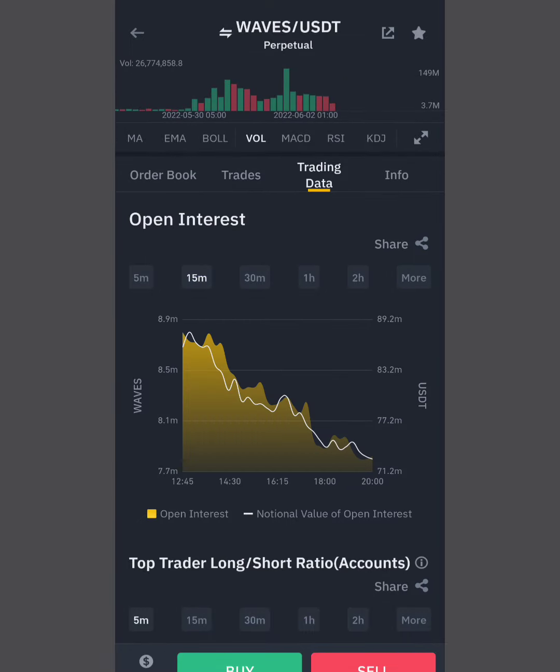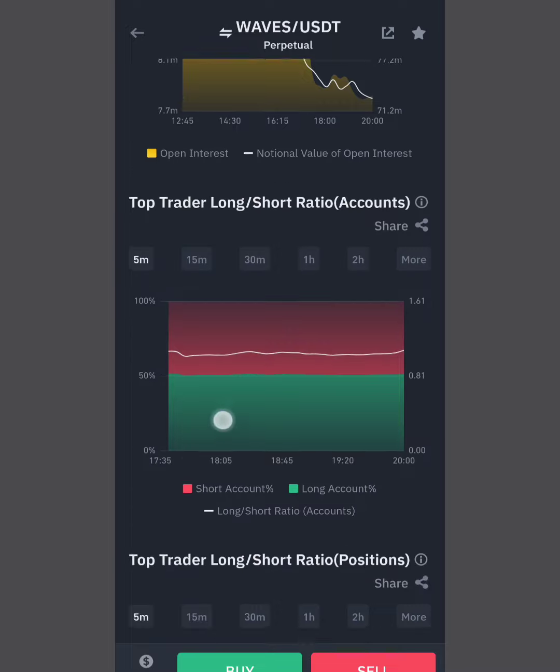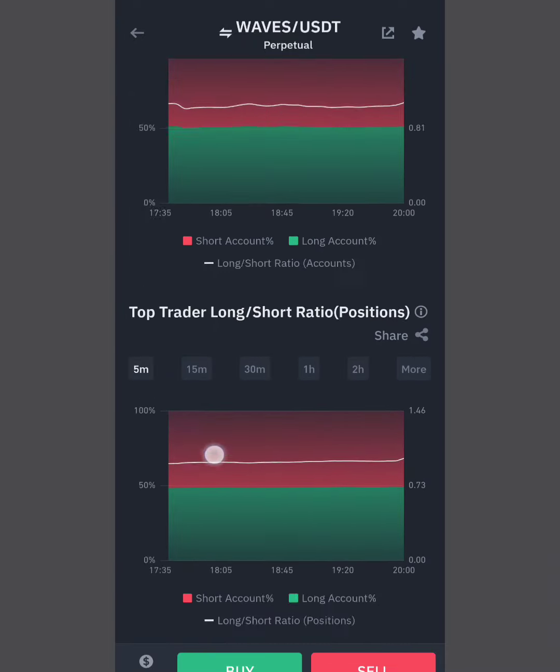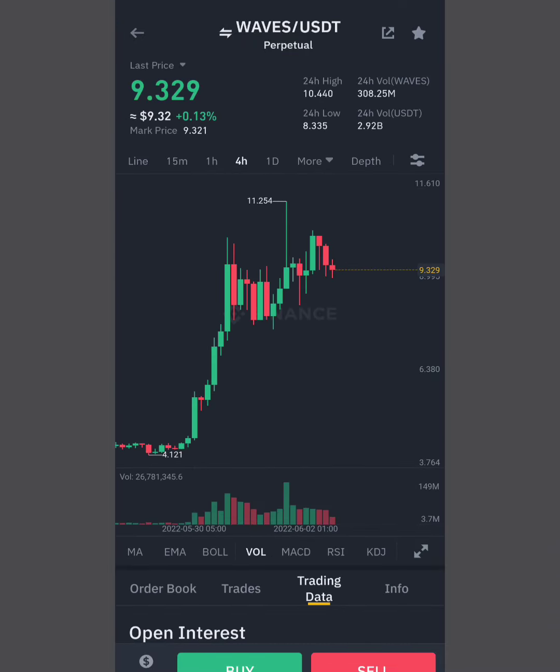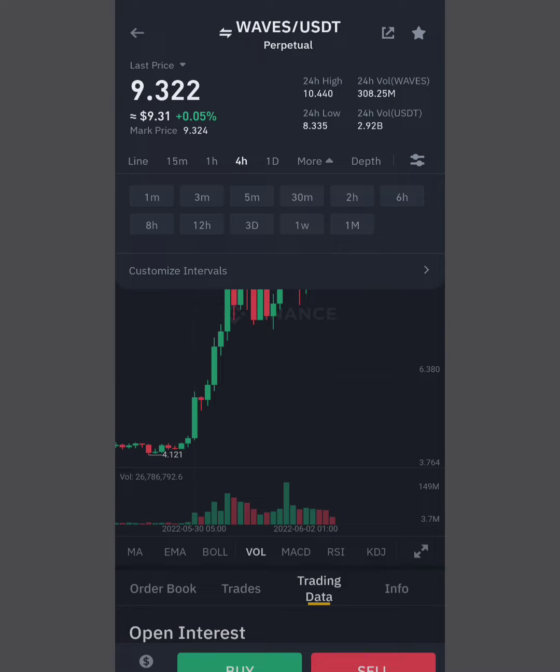All right? You can see it. Buyers are no longer dominant in the market anymore. So this is a clear indication that the price is about to go down. Now let's see what it looks like in the lower time frames for you to confirm this.